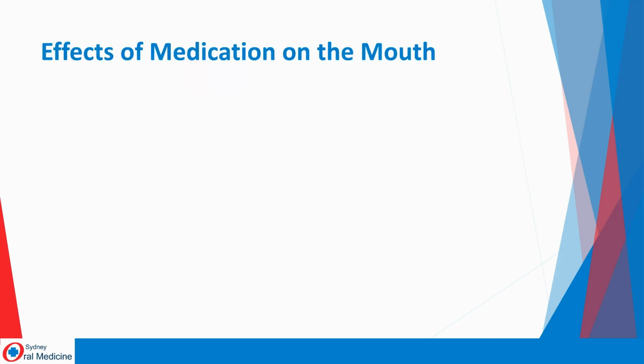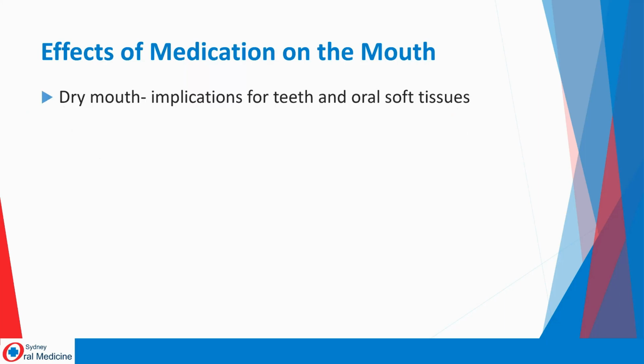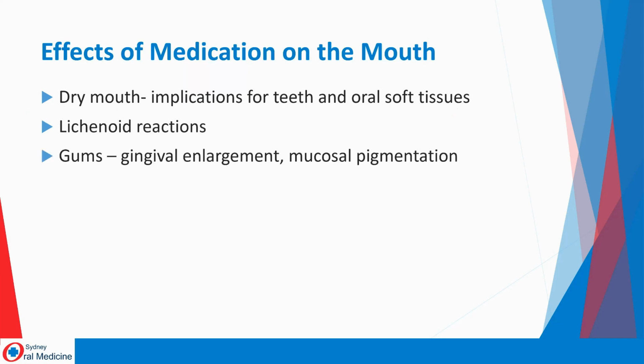There are many effects of medications on the mouth, and we only unfortunately have time to go through the most common. So things that we're going to talk about is dry mouth and the implications for the teeth as well as the lining of the mouth. We're going to talk about lichenoid reactions, and these are things that affect the lining of the mouth predominantly. We are going to talk about the gums and certain medications causing gingival enlargement as well as pigmentation.